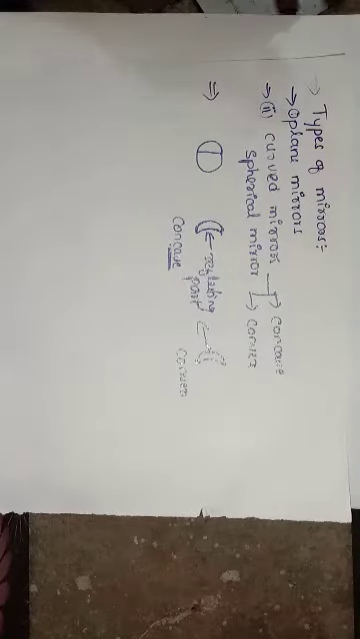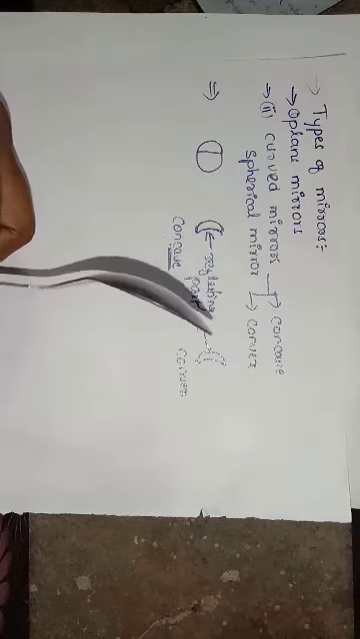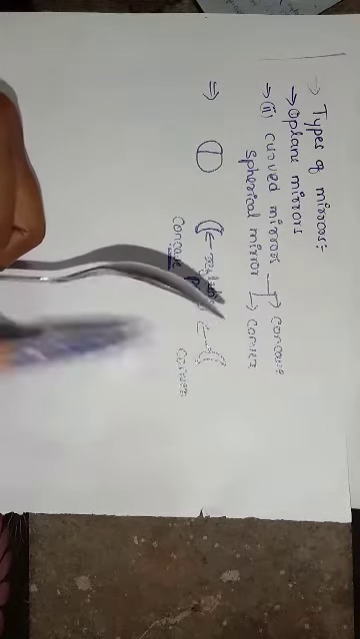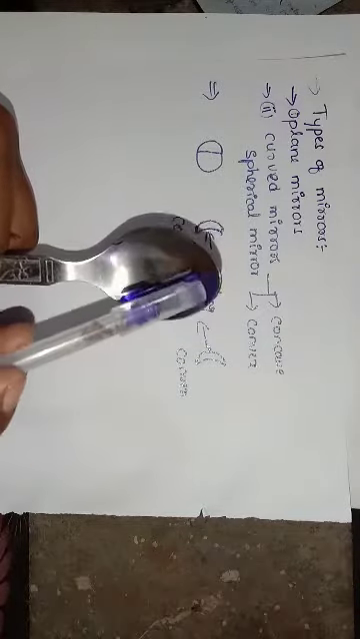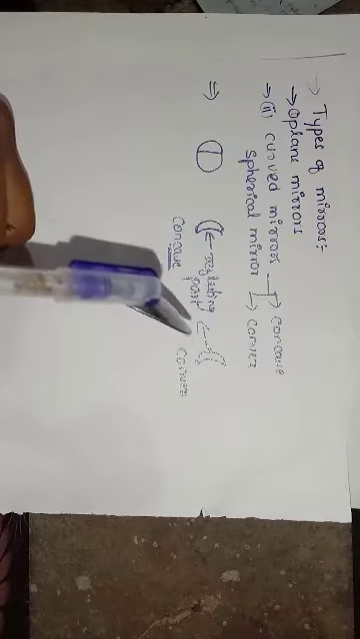Now try to observe a spoon. Take a silver spoon of big size. From this side you can see this is a concave mirror. It is looking like a cave, right? This is the concave mirror, and on the back side, the reflecting surface is outwards, so this is a convex mirror.